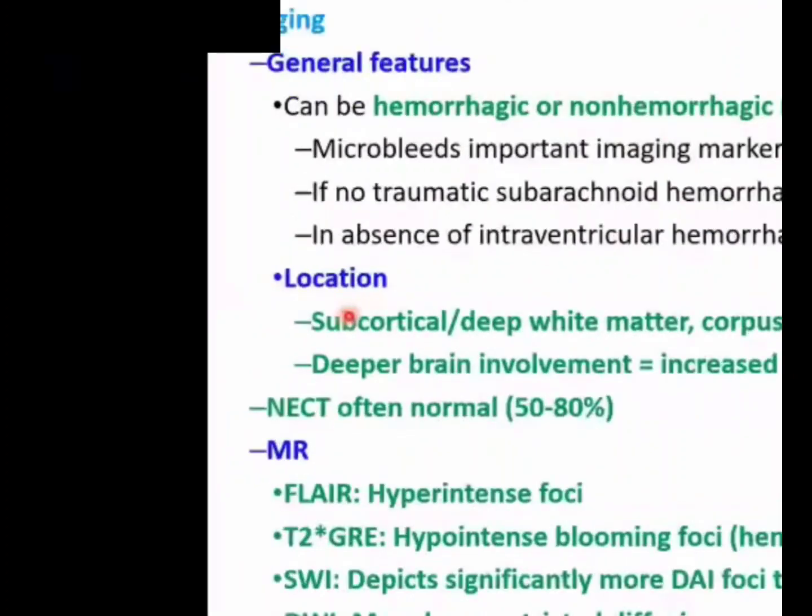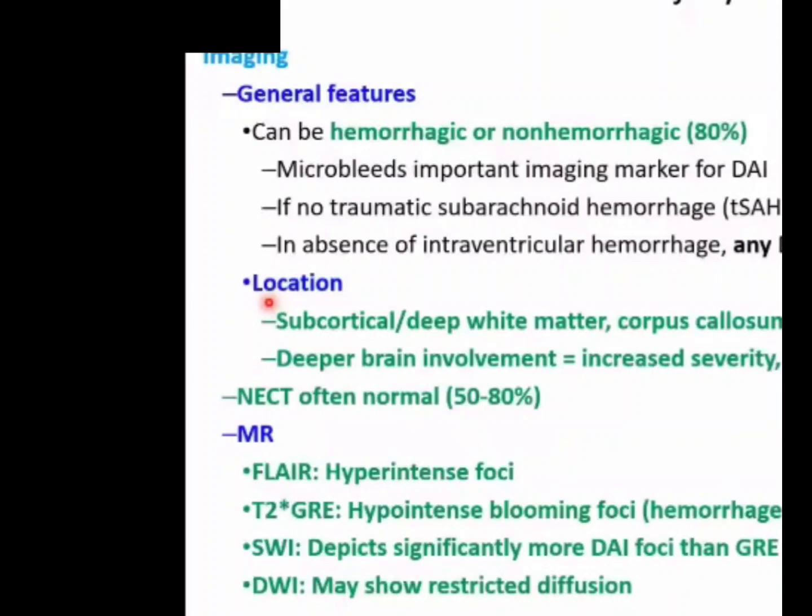Now this location is important. There can be many things which can be involved. Classically, we teach that it is at the gray-white matter junction, the corpus callosum, the posterior limb of the internal capsule and the midbrain. Having said that, there are many other structures which can be involved. Deeper brain involvement means increasing severity, and this is a question which the examiner is going to ask you.